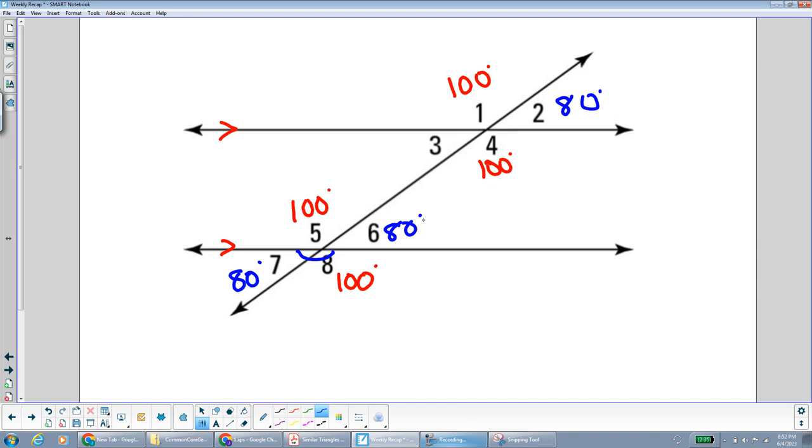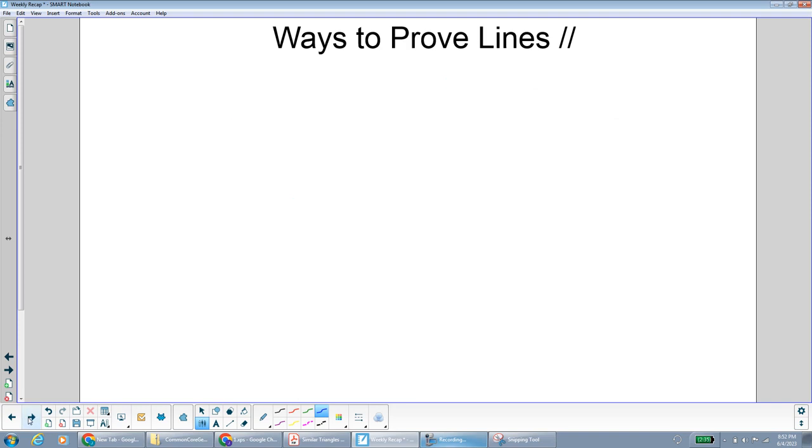And then finally, using alternate interior angles, if angle 6 is 80 degrees, angle 3, which is alternate interior with angle 6, would also have to be 80 degrees. So if you have parallel lines cut by a transversal, knowing just one angle measurement will get you all the other ones. Remember, all of the angle relationships that are true when parallel lines are cut by a transversal will also help to prove lines parallel.